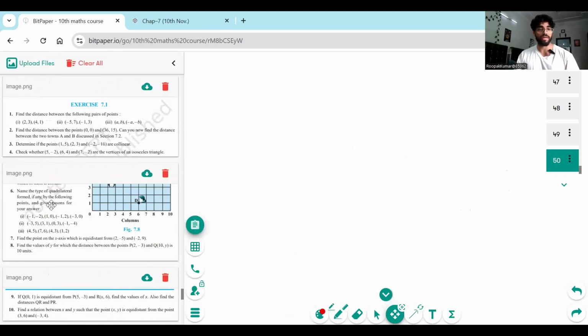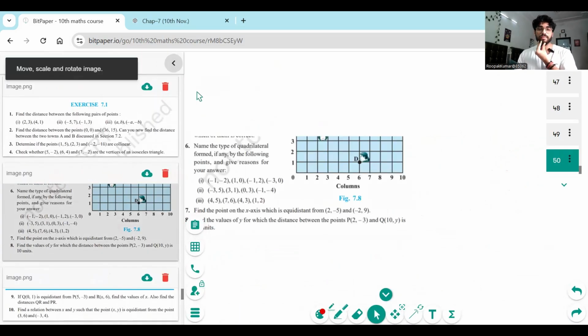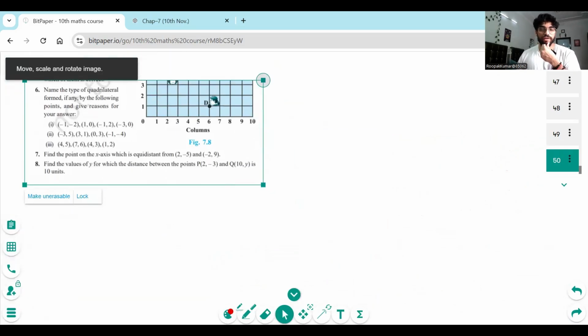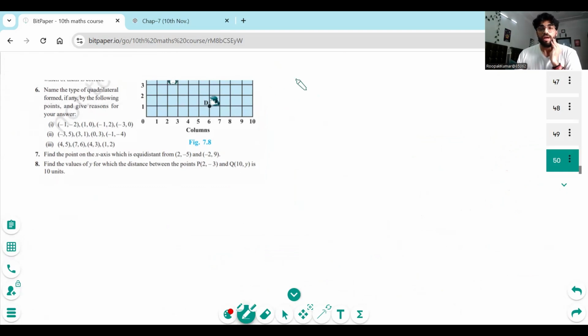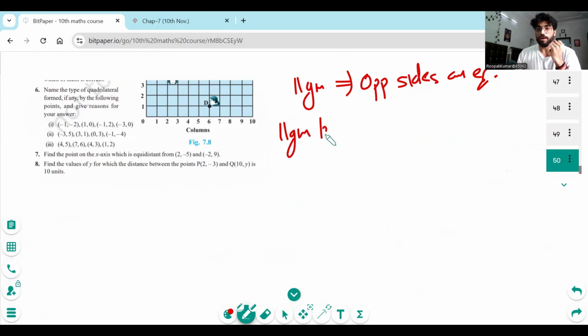Let's move ahead to the next question. Name the type of quadrilateral. So you have to tell what kind of a quadrilateral. See, if it is a parallelogram, opposite sides are equal. You have to show opposite sides are equal. If it is a parallelogram but not a rectangle, you have to show that, because in a rectangle the diagonals are equal also.